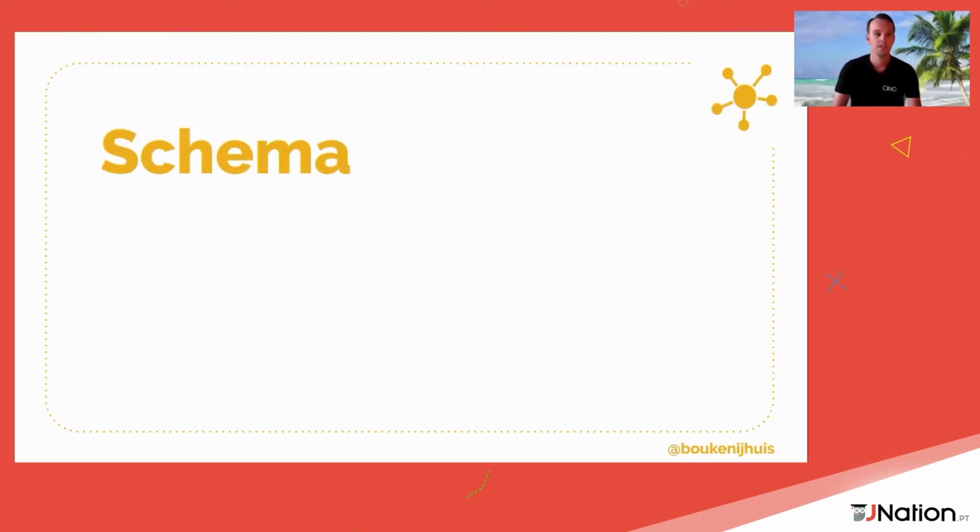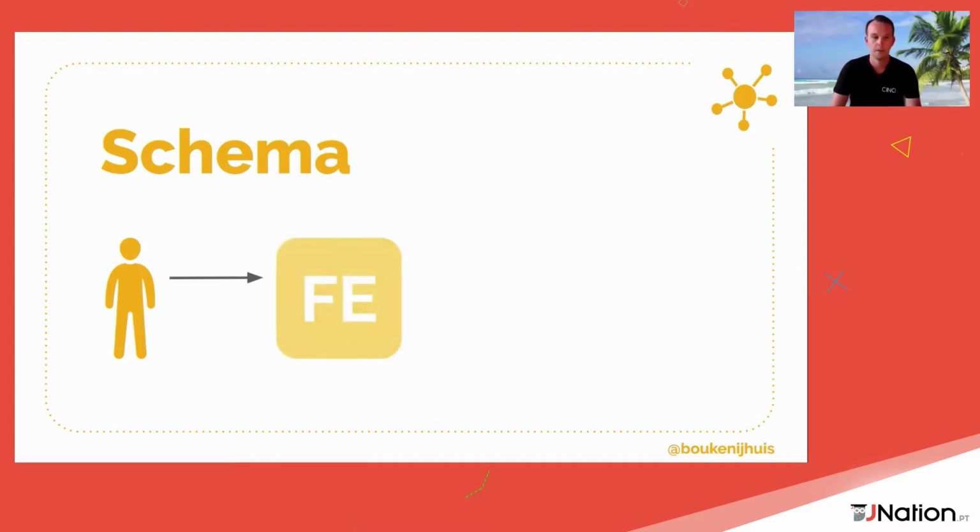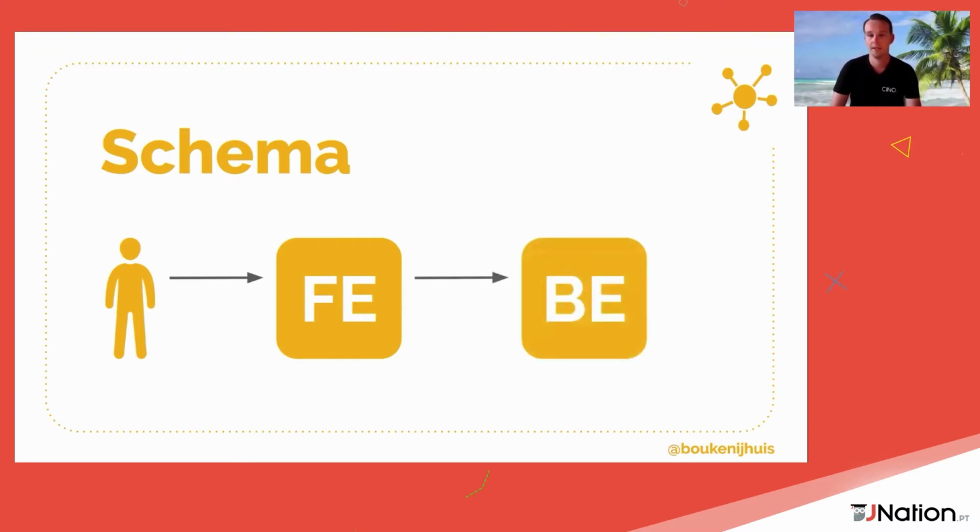So if we put all this in a schema, it looks like this. First, there's me playing the game. I'll speak to the game. So the first arrow is voice. And then there's the front end. And then the front end will translate my voice into text. And then this text goes to the back end. And then the back end will apply some game logic and come up with a proper response.